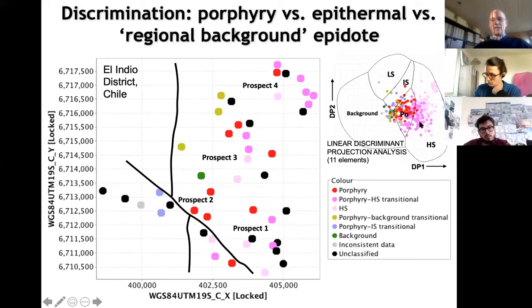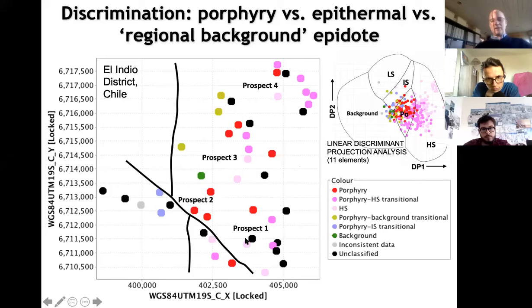So the pink things here are where the epidote has a high sulfidation type of signature. The red samples are ones where the epidote predominantly has a porphyry type of signature, and then the green and light blue are where there's more of a background type of signature in the epidote chemistry. And you can then see how those plot in map view.